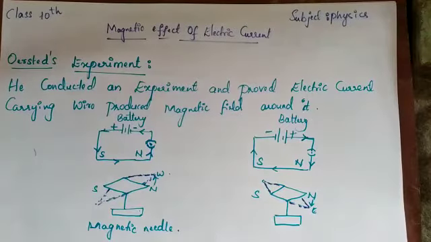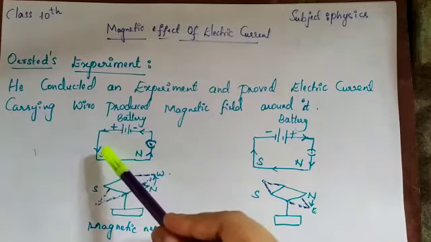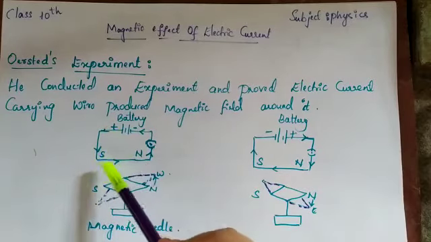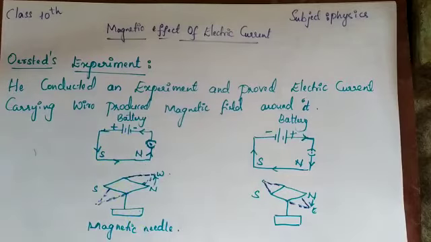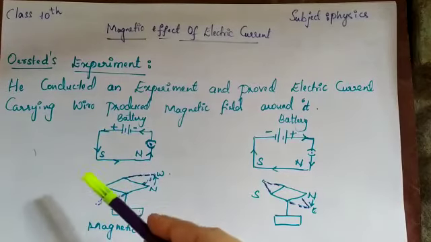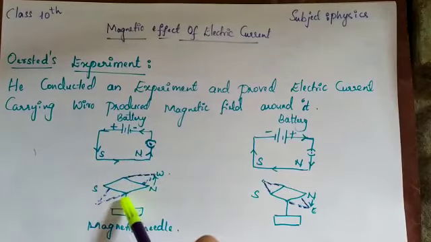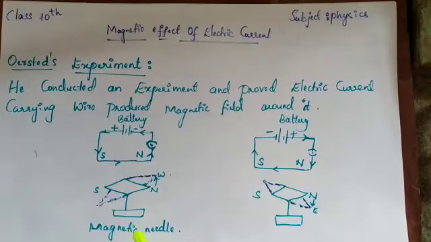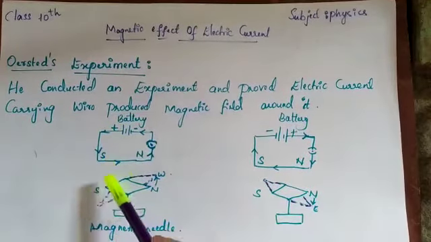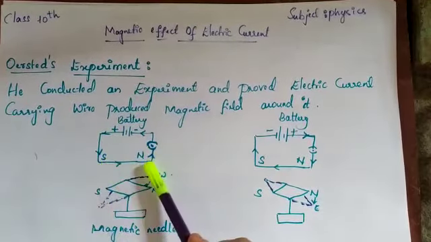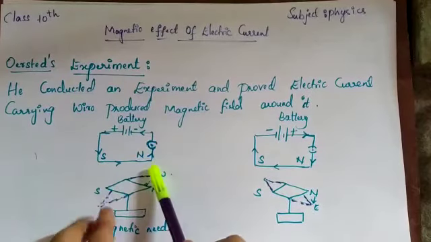So this is the experiment which was done by Oersted. He took a battery and a copper wire, connected the battery with the copper wire, and he took this magnetic needle. I have set it in two directions. One is when electricity passes in this direction, that means from south to north. Okay, this is south to north.